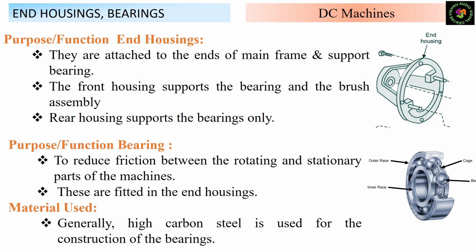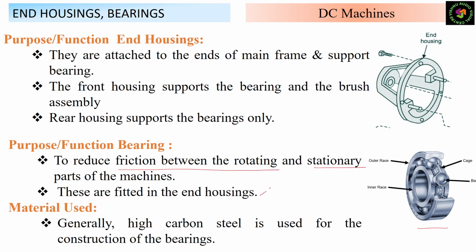So it will support the commutator, brushes and also the bearings. Here I mentioned bearings: they reduce the friction, because moving parts are available. It has to move very smoothly without friction, so we use the bearings. That is the purpose of bearings, to reduce the friction between the rotating and the stationary parts.